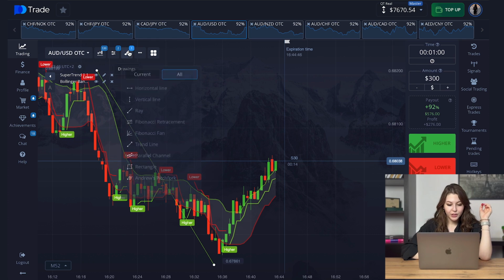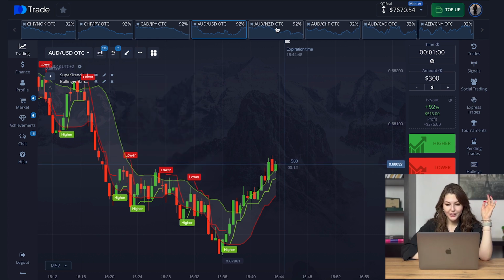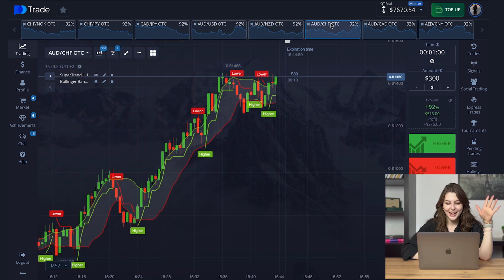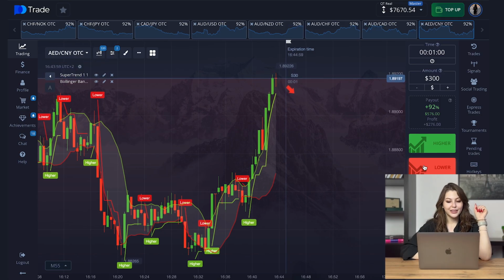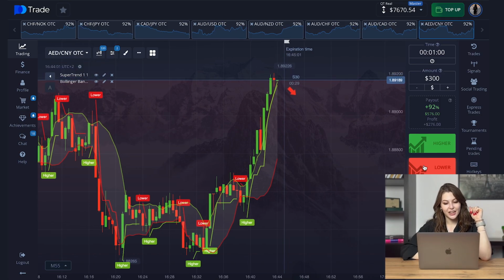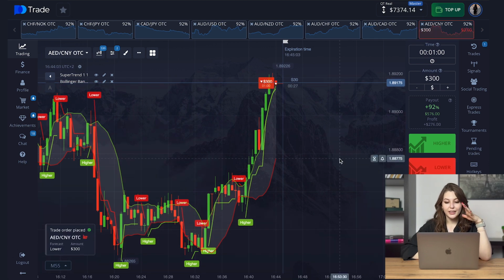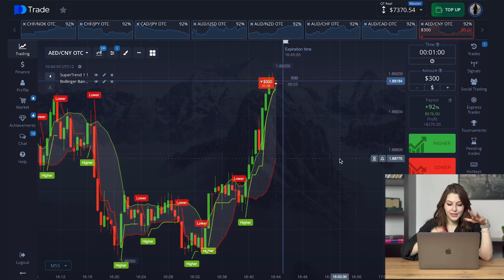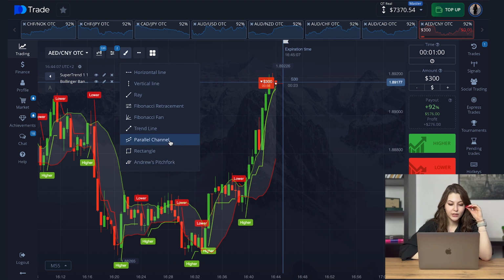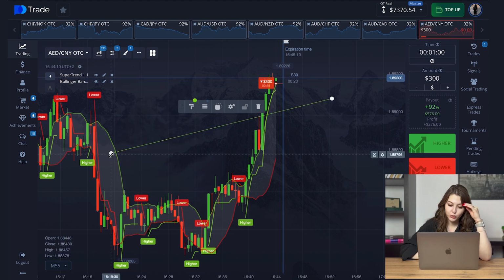So I think I'm gonna clear the drawings from the market, and let's choose the second asset to put our deal. I think that is gonna be very interesting trading for today. Well, this situation is taking a challenge for us. Okay, let's put lower.